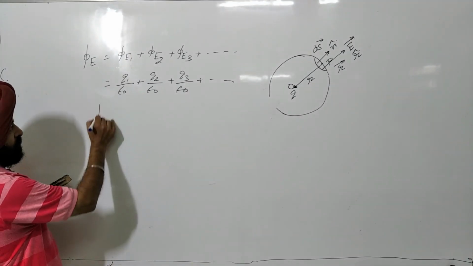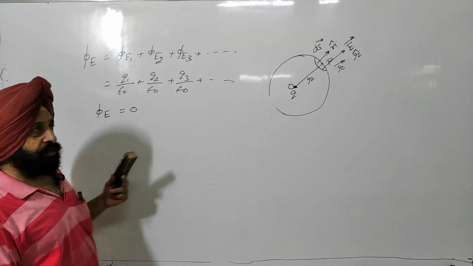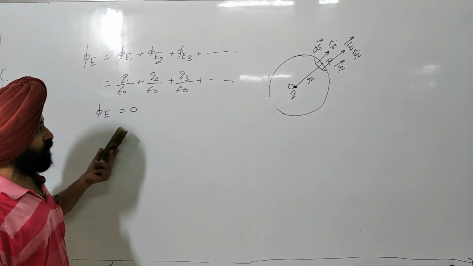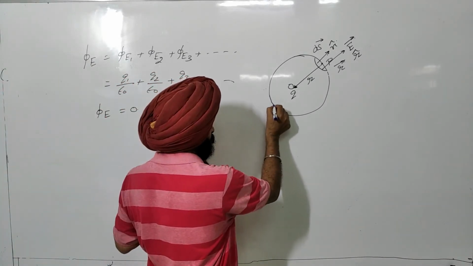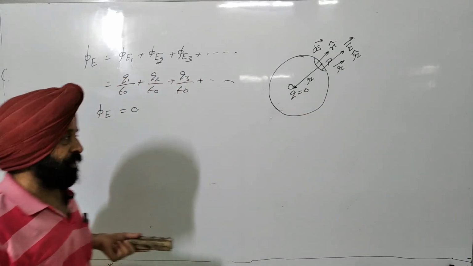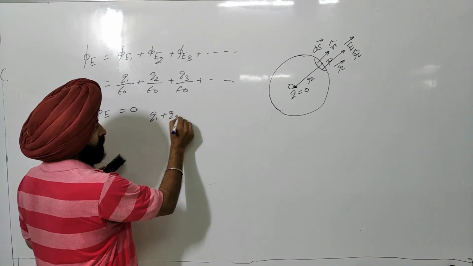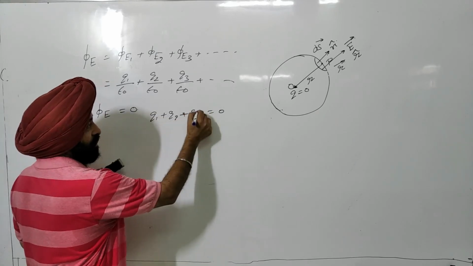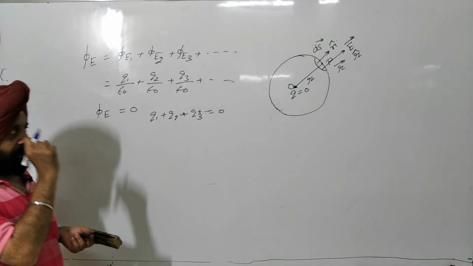So phi E is equal to 0. The total flux through a Gaussian surface is 0 if there is no charge inside the surface, or the algebraic sum of the charges is equal to 0.